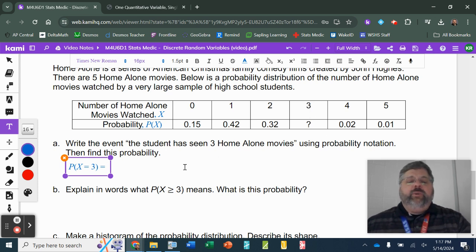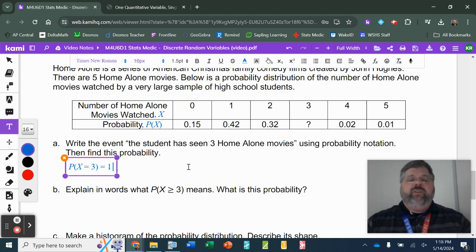So then it asks us to find this probability. Now above I had said to be a valid probability distribution, all the probabilities have to add up to be 1, or if they're expressed as percentages, 100%. Well, these are expressed as decimals, and I'm missing one of the 6 probabilities here. Since I know they have to add up to 1, I can use some math and figure out what the probability for X being 3 needs to be so that the sum of all of these probabilities ends up being 1.